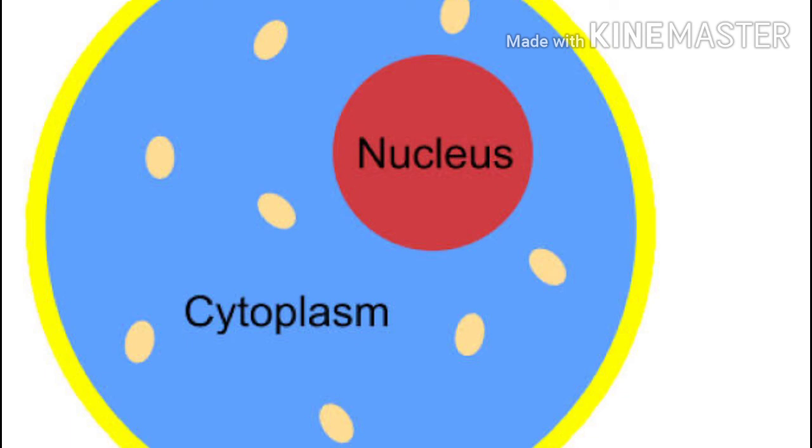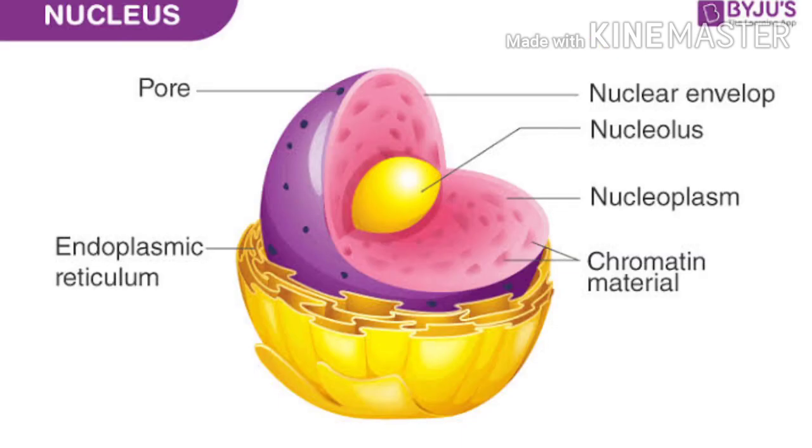Children, let me ask some questions. What is the other name of the nucleus? Yes, the cell's control room. Why is it called the cell's control room? Because it controls all the activities of the cell. Like the brain controls our functions in our body, the nucleus also controls and regulates all the functions in the cell.